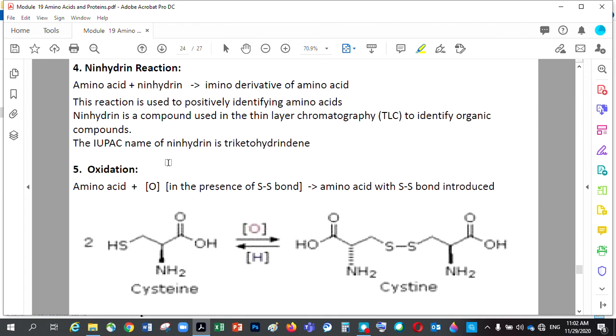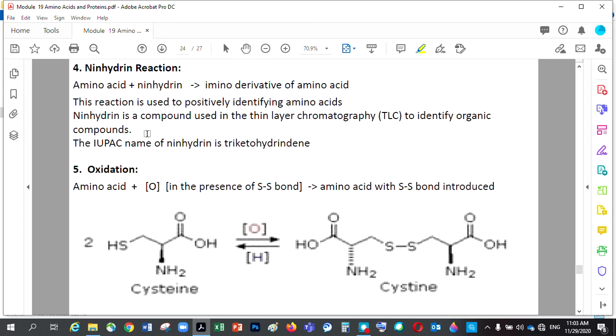Another reaction: amino acids can react with ninhydrin to get imino derivatives of amino acids. And this reaction is positively used to identify the amino acids, correct? So ninhydrin is a compound used in TLC, thin layer chromatography, to identify organic compounds.